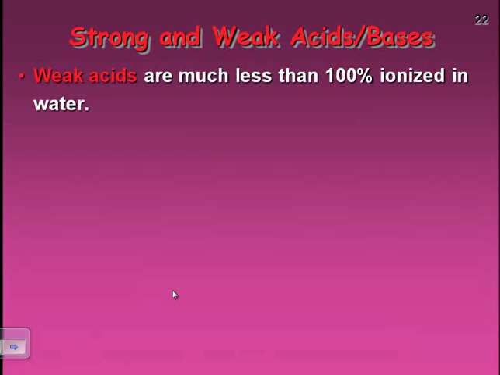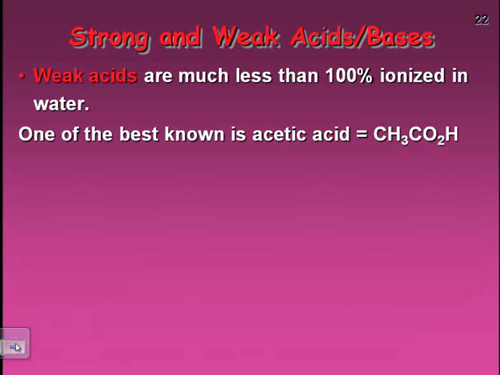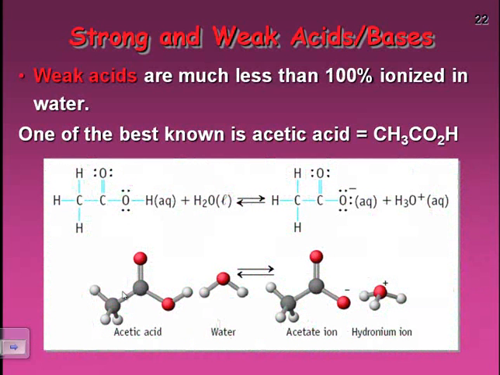Weak acids are much less than 100% ionized in water, usually 10% or less. One of the best known weak acids is acetic acid. Acetic acid will ionize to form the acetate ion and the hydronium ion, but most of it does not. And this is a two-headed arrow indicating that the reaction goes back and forth. So you end up with mostly acetic acid in there.